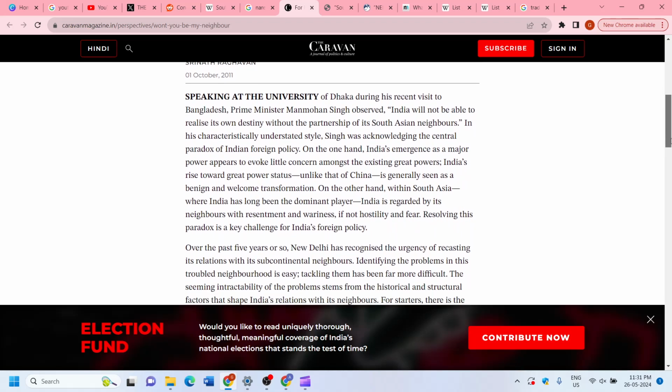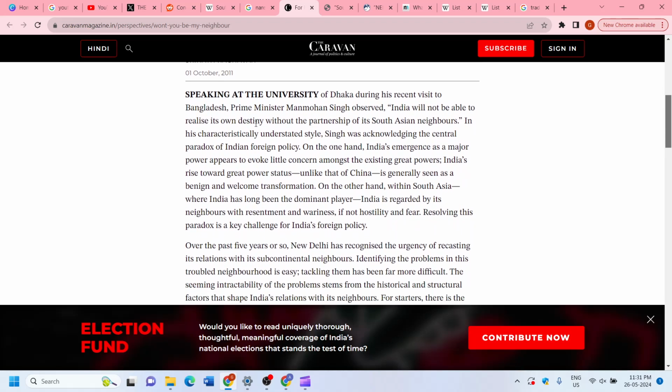At the University of Dhaka in 2011, Prime Minister Singh observed India will not be able to realize its own destiny without the partnership of its South Asian neighbors. So this shows that he did give importance to South Asia, and in his time, India's economy grew.